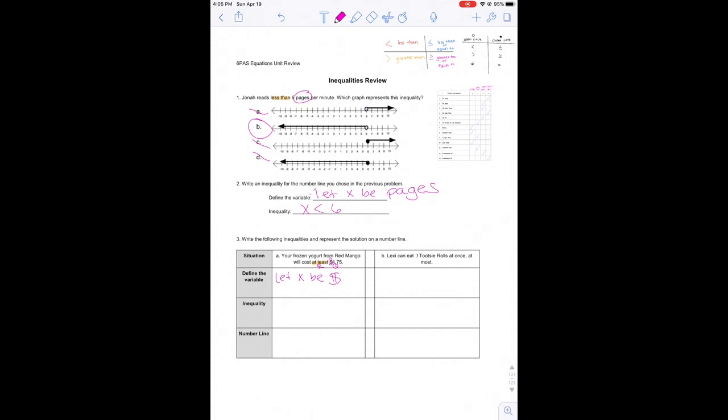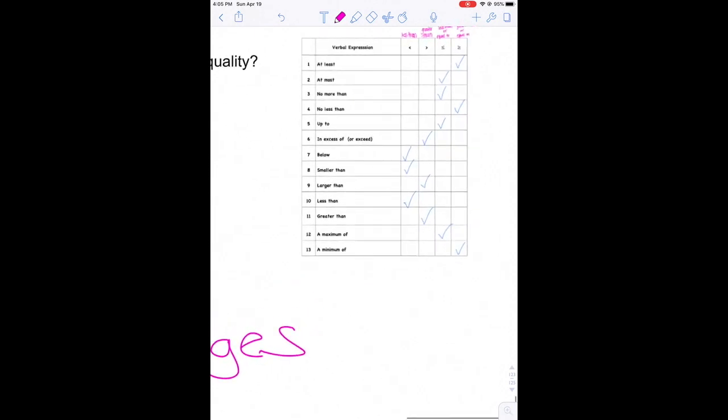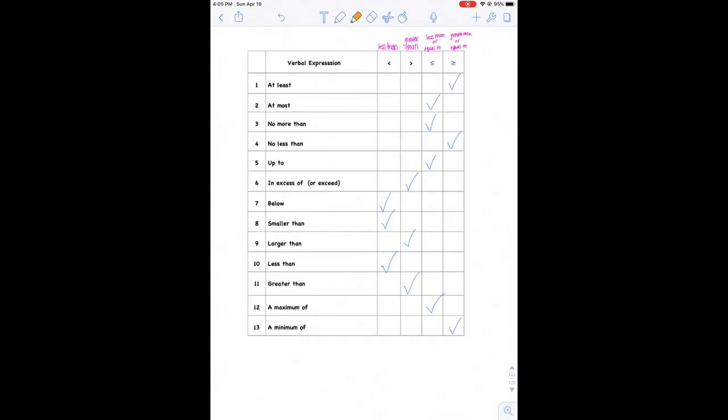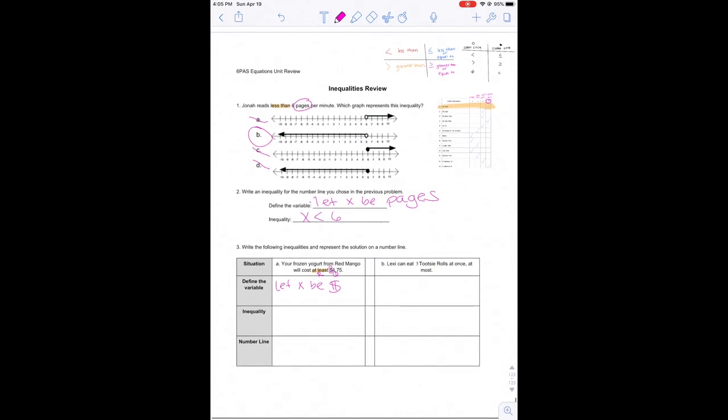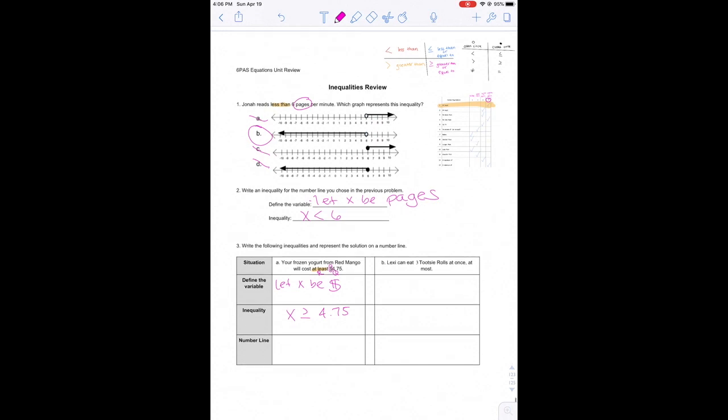Inequality, at least. I'm going to reference my chart, see if it's on there. Oh, it's the very first one. At least is greater than or equal to. So X and 4.75, and then I want greater than or equal to. So the frozen yogurt might cost $4.75, or it could cost more than that. So here's my number line. 0 and 4.75. Since it's or equal to, it's going to be a closed circle. And then I want numbers that are more than 4.75. So that would be the correct inequality.